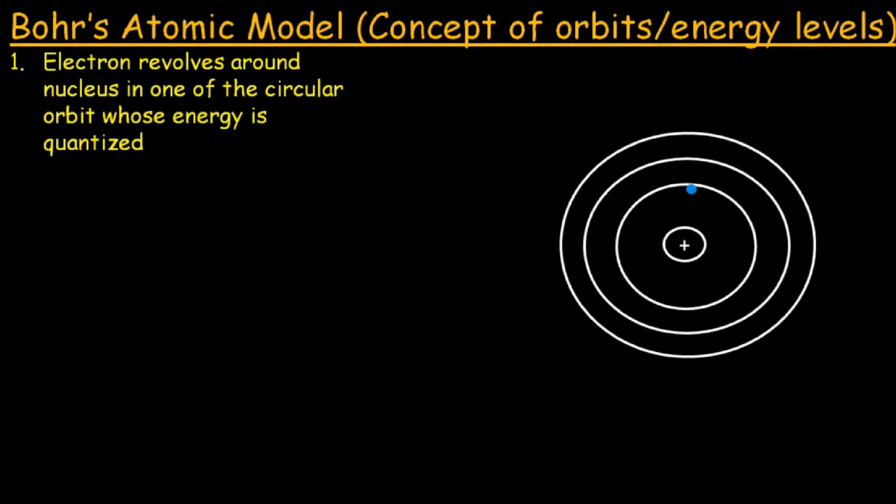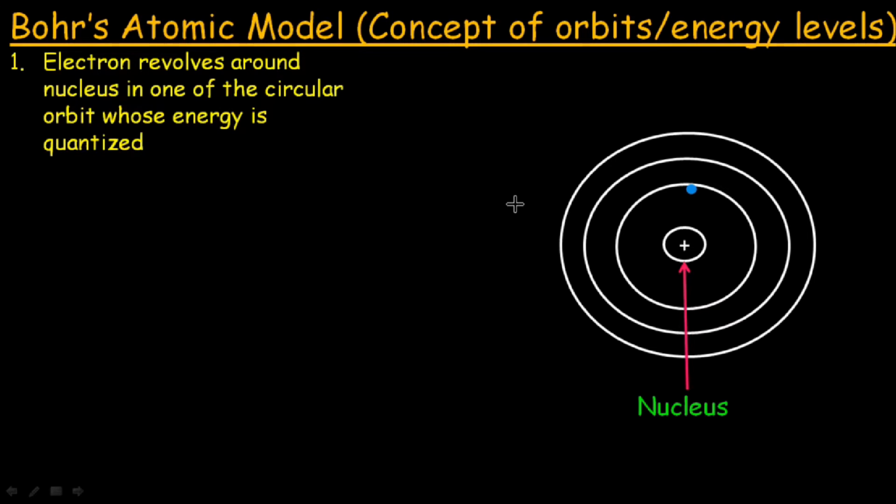This is how the structure of an atom presented by Bohr looked. The central positively charged dense part is the nucleus, which was discovered by Rutherford, and outside the nucleus there are the circular orbits. These orbits are spaced from the nucleus at a certain distance. Electrons revolve in these orbits only.